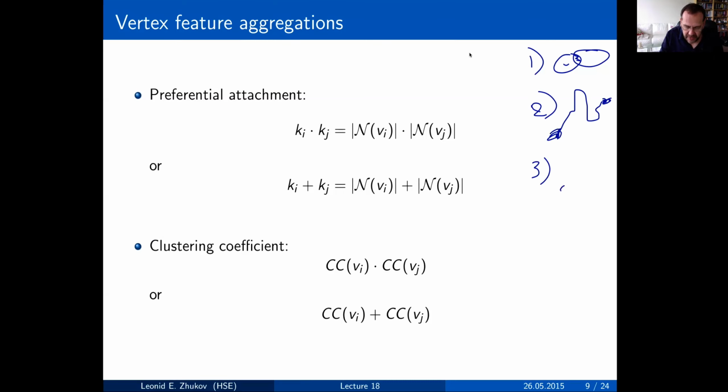So, for example, let's say for two nodes we have the node degrees, ki and kj, and we can calculate a mutual score that would be either the product of ki and kj, or, for example, the sum of ki and kj, and assign the score to this possible edge between i and j. So again, here it's a vertex feature, not an edge feature, but we aggregate them for two vertices that could possibly connect.